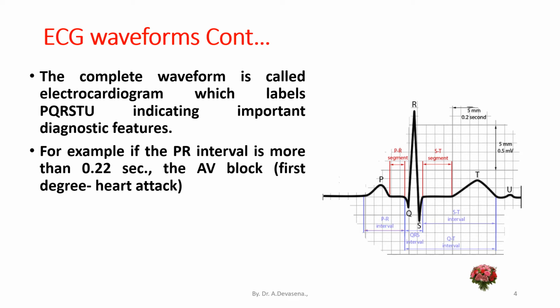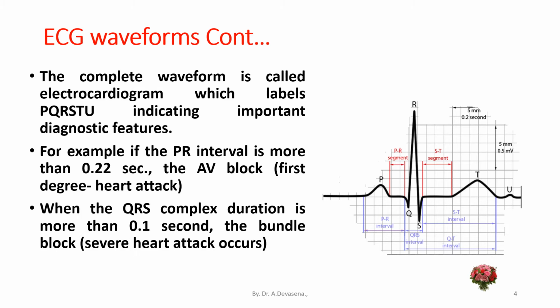For example, if the PR interval is more than 0.22 second, an AV block, that is first degree heart block, is indicated. When the QRS complex duration is more than 0.1 second, a bundle branch block, that is a severe heart condition, occurs.